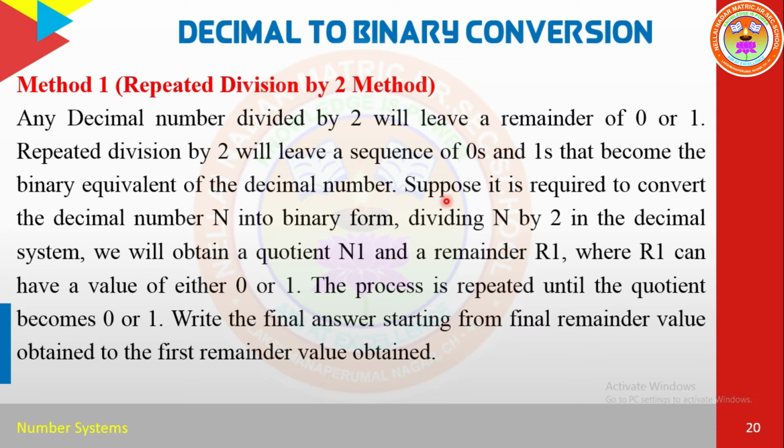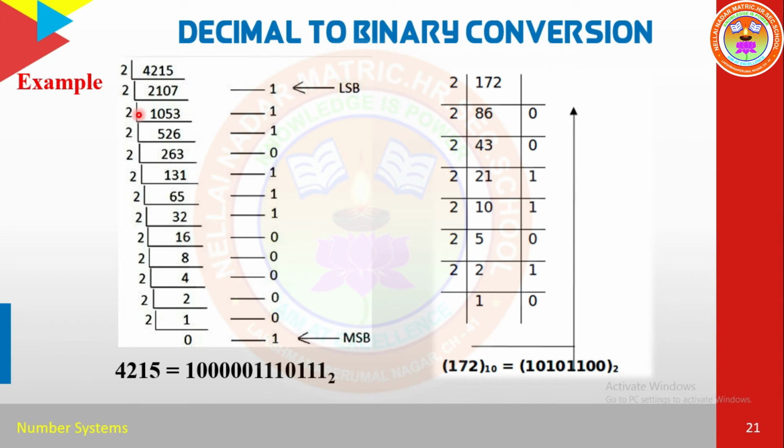So we have theoretical information about that. But once we see the example, if you understand the example well, then after that you can read the information and understand it in a very easy way. So let's go directly to the example. Decimal to binary conversion. We are following method number 1. What is the method? Repeated division by 2 method. Don't forget.